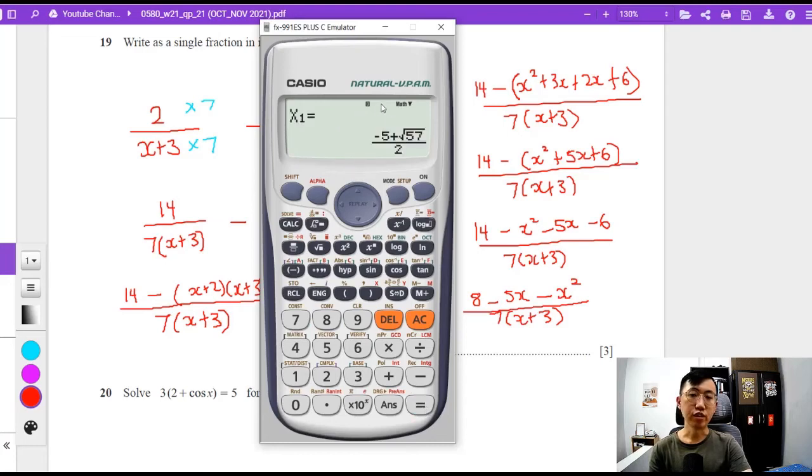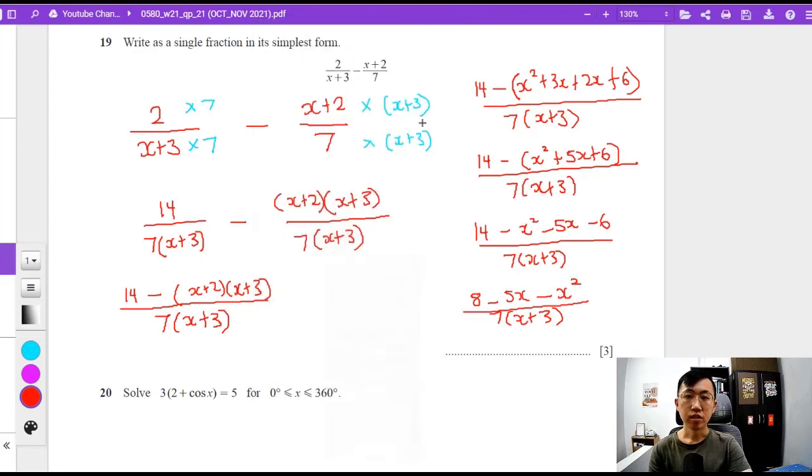Alright, so when you get something like this, it means that you cannot simplify further, right? It's not a double bracket anymore. Alright, so this will be the answer that I will log in over here as my final answer.